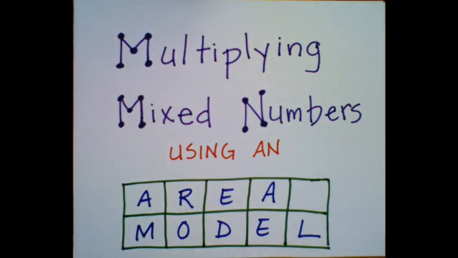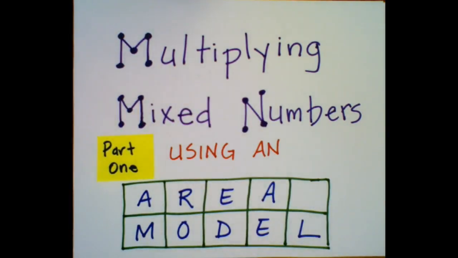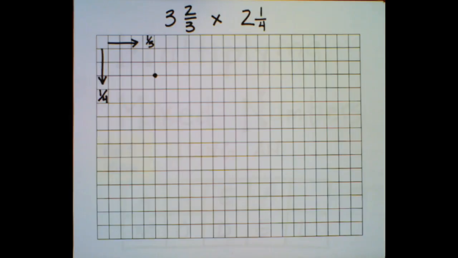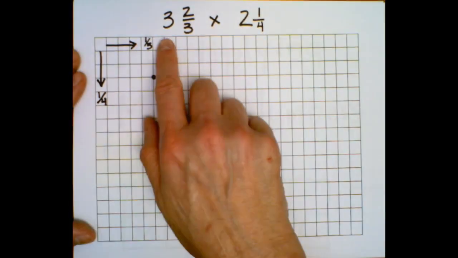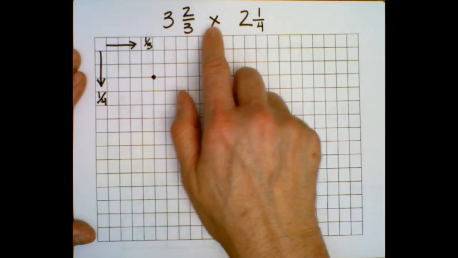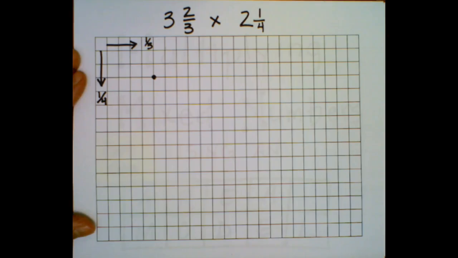Okay, today I'm going to look at multiplying mixed numbers using an area model, and we are going to call this part 1 because there are two ways that this can be approached, and in this video we are going to look at one of them. So what I have here is a gridded sheet of paper, and on that paper is a problem that we are going to try and solve using an area model. This particular one shows 3 2/3 times 2 1/4. So we are going to attempt to solve that using an area model.